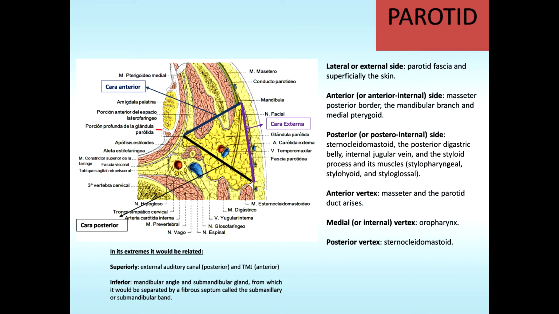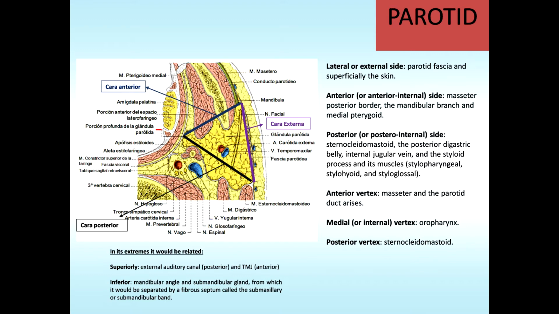At this point, the parotid gland from the lateral to the medial direction is related to the following structures. First, we can observe the sternocleidomastoid muscle. Then we have the posterior belly of the digastric muscle. Close to this belly, we can find the internal jugular vein and the styloid process. And of course, those muscles which use this process as the origin for its insertion, such as the stylopharyngeus, the stylohyoid, and the styloglossus muscles.